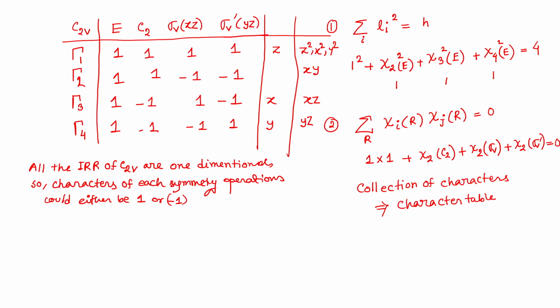Okay, now if I have to go to the Mulliken nomenclature, then we all know that for a one-dimensional representation... so how to do Mulliken nomenclature?